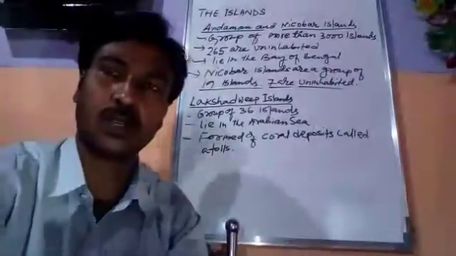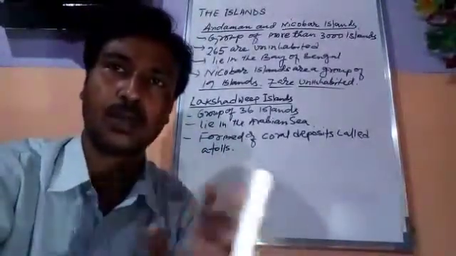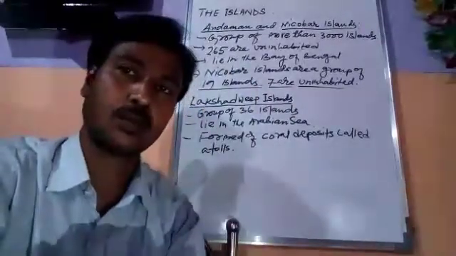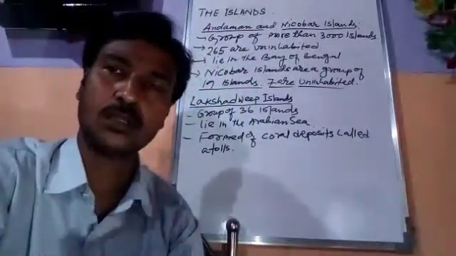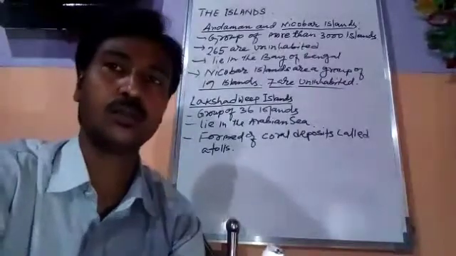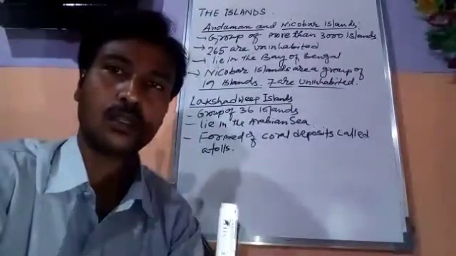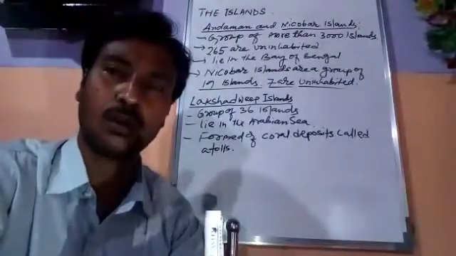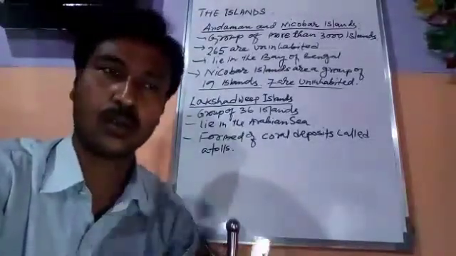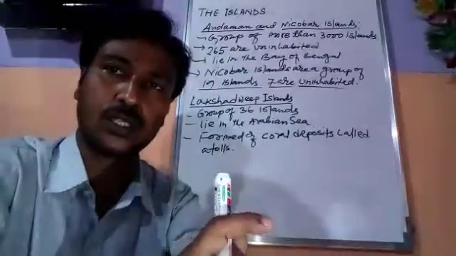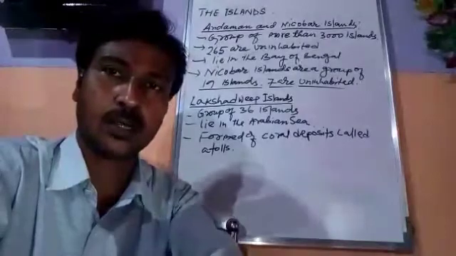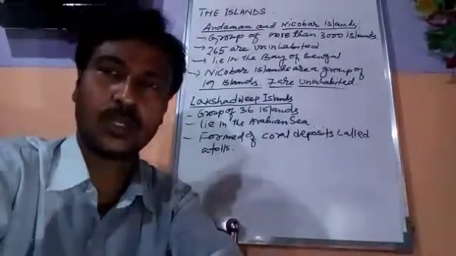So students, this is all about the physical features of India. We have learned about the different physical parts of India: the great northern Himalayan mountains, the northern plains, the peninsular plateau, the great Indian desert, the coastal plains, and the island groups of India. So this is all about chapter 2. I hope you understood the chapter. Please watch the videos carefully and try to learn the physical features of India.